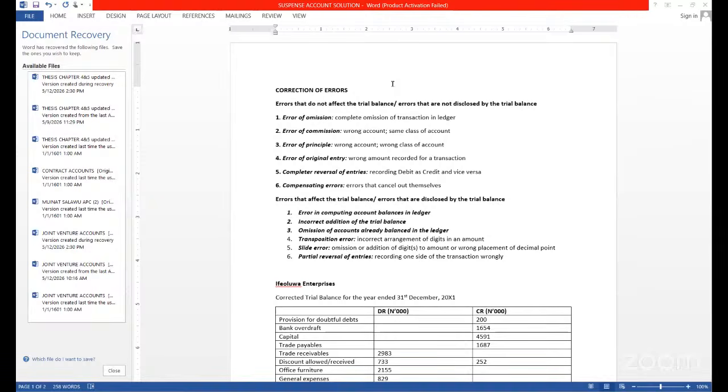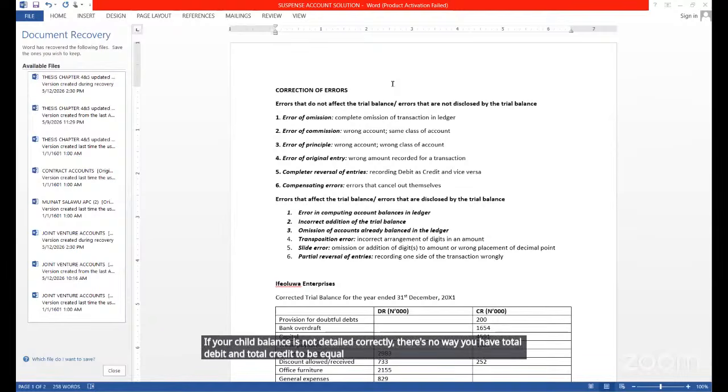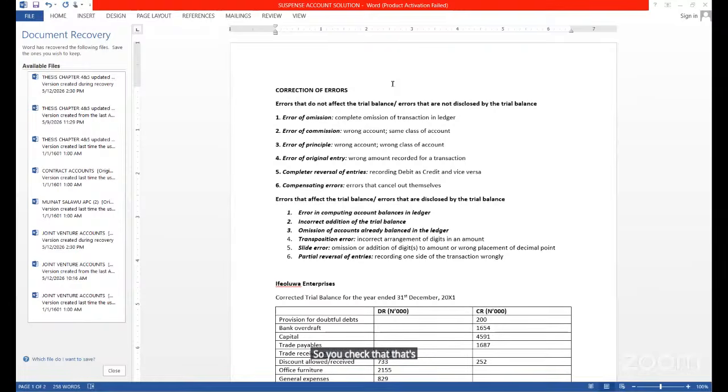If your trial balance is not totaled correctly, there's no way you will have total debit and total credit equal. So you check that. That's another source of error that is disclosed by the trial balance.